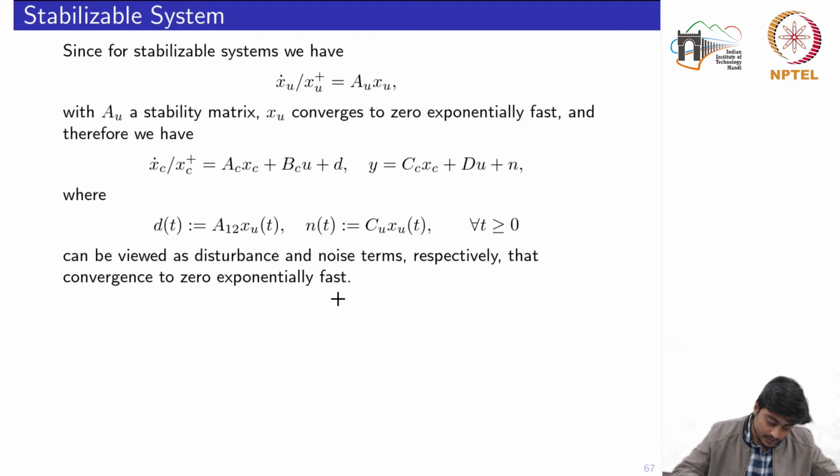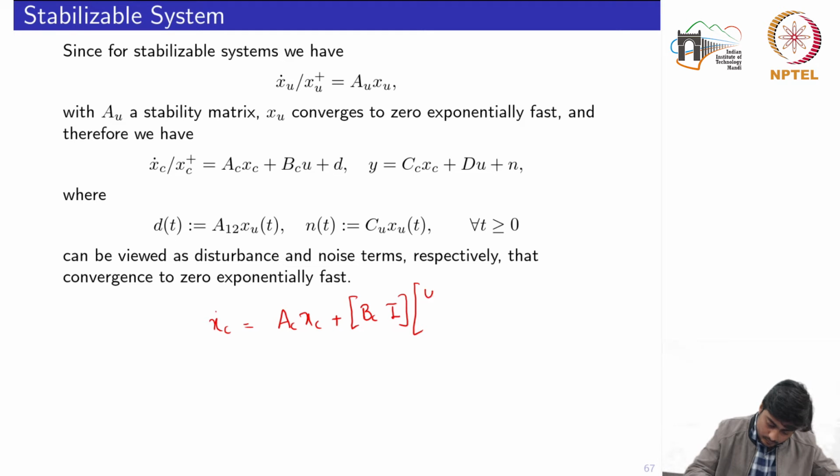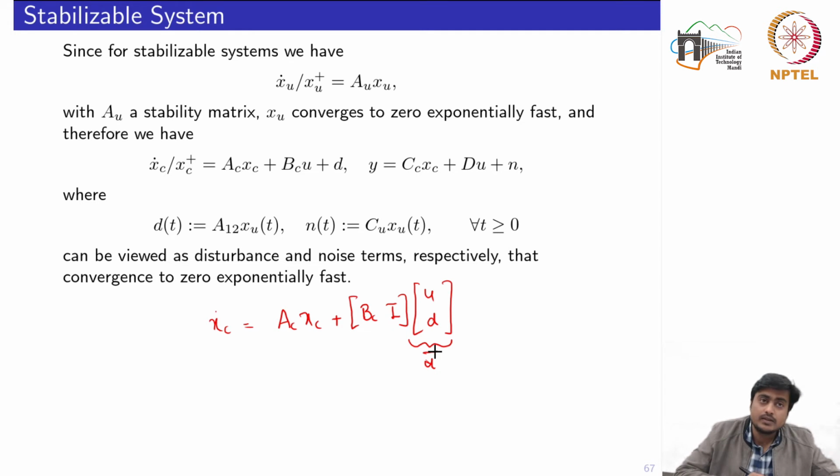Okay. So in fact you can represent this system in the form of, let's say, xc dot is equal to Ac xc, comma D. And here you can say that this is some input U bar. Okay. So either you use this representation or this representation. So this is U bar. Okay.